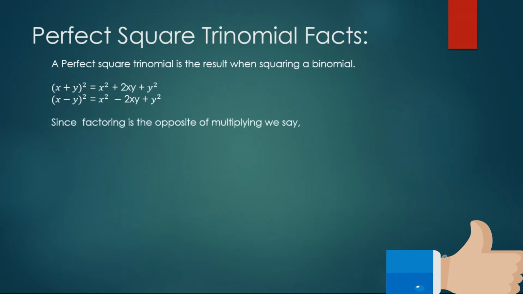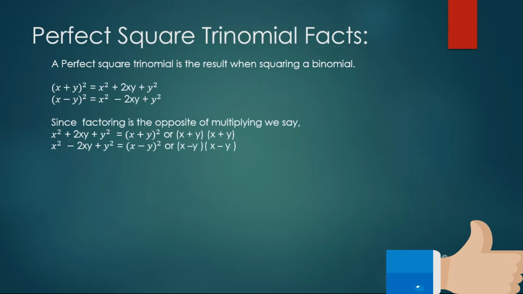Since factoring is the opposite of multiplying, we can say that, babalik na rin po natin, x squared plus 2xy plus y squared is equal to the square of x plus y. Or, pwede din po natin siyang isulat as x plus y times the quantity x plus y.